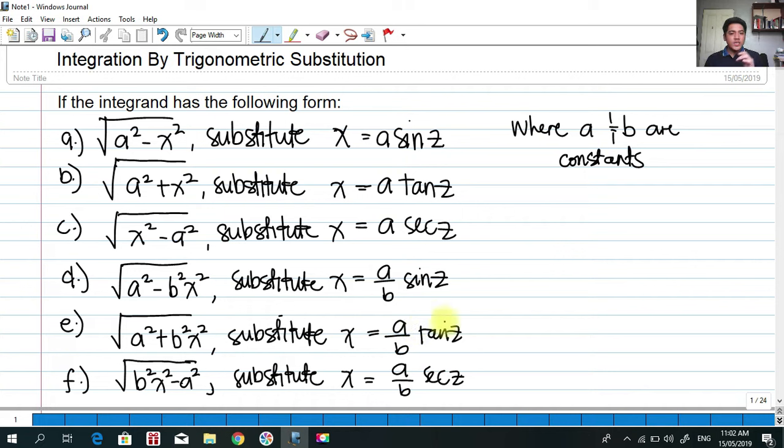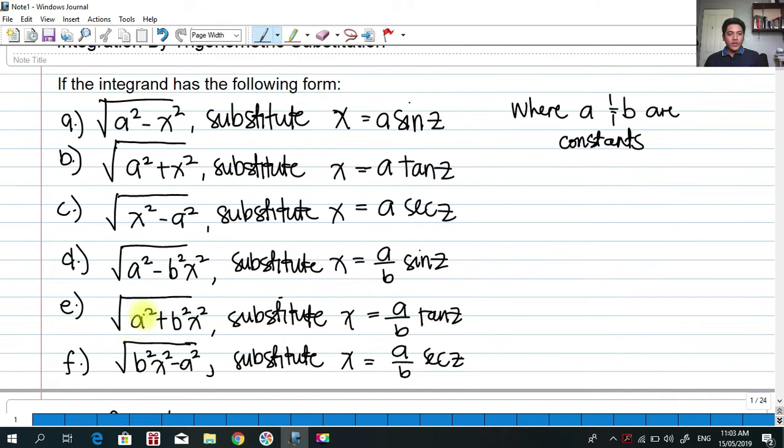So as you can see, this is a general form of our first formula. Because here, we have a over b, here we have only a. Why is that? Because the coefficient of x squared here is considered as 1. So the general formula of the first is actually this. Okay? So it so happened that the coefficient of this is 1. So a over 1 is simply a sine z.